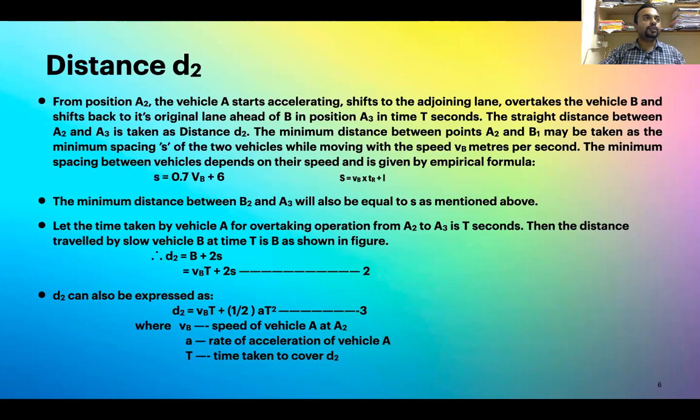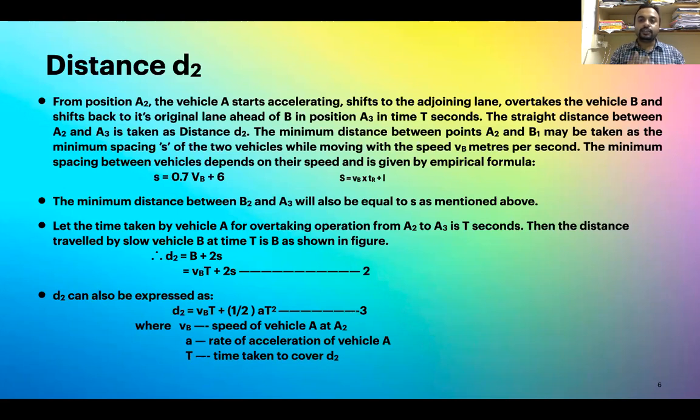So now we have two equations, equation number 2 and equation number 3. Both the equations give us the parameter D2. But although we have two equations, we cannot find the value of D2 unless we get the value of capital T. We don't know how much time vehicle B takes to move from B1 to B2, or how much time vehicle A takes to move from A2 to A3. We can calculate the value of S, no problem, 0.7 VB plus 6, but we don't know the value of T, so we are unable to get the value of D2.